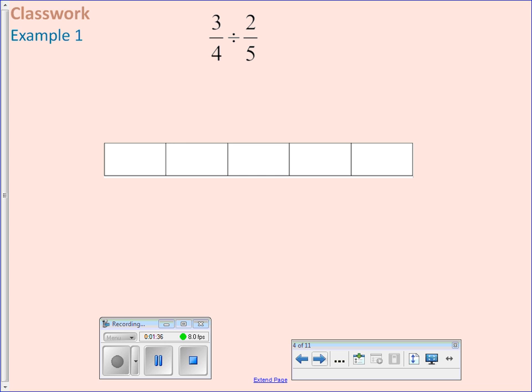So let's take a look at the first example. 3/4 divided by 2/5. If we were using just our models, we would have to find common denominators. So let's live on the edge a little today. Let's not use common denominators and figure out how we could just write a simple equation to divide fractions by fractions.